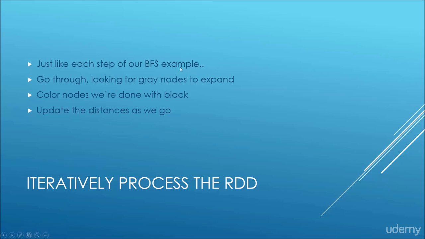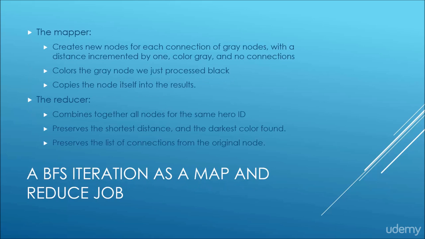So we will go through each time, and we will look for gray nodes that need to be expanded upon. When we're done expanding them, we'll color them black. And as we go along coloring new nodes gray, we update the distances to increment them and keep track of the degrees of separation from our starting point, just like in the animation from the previous lecture.